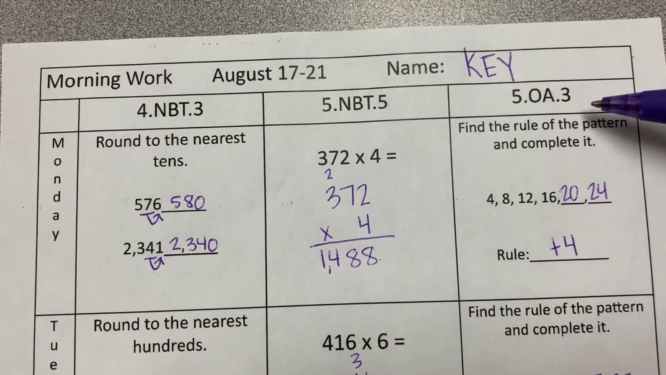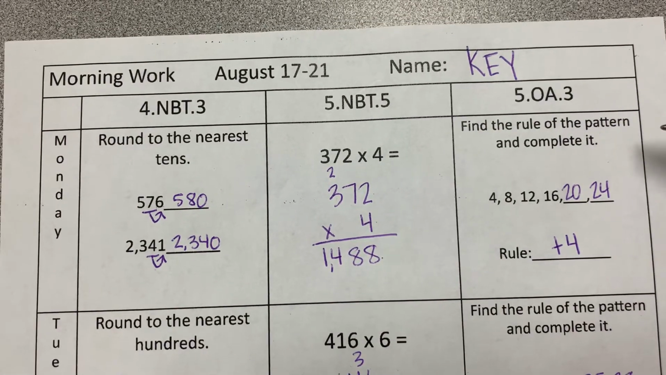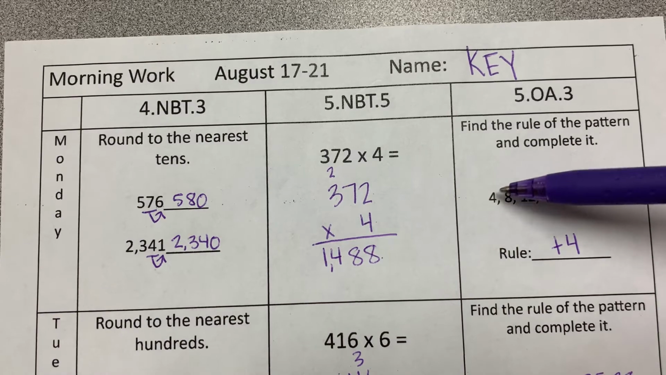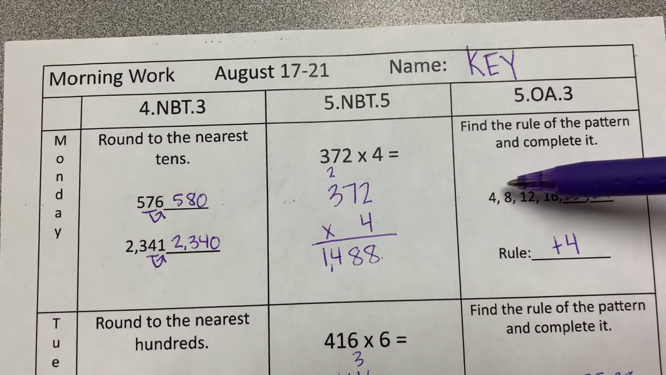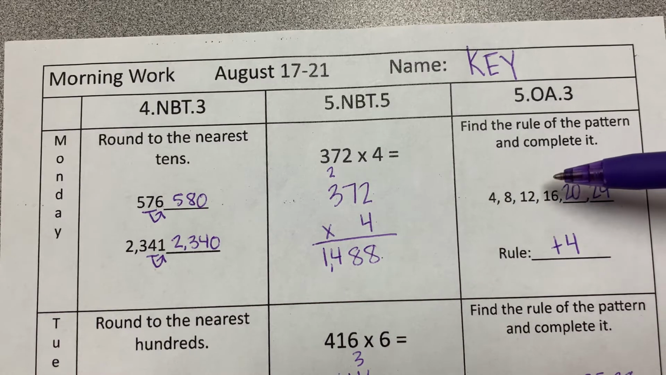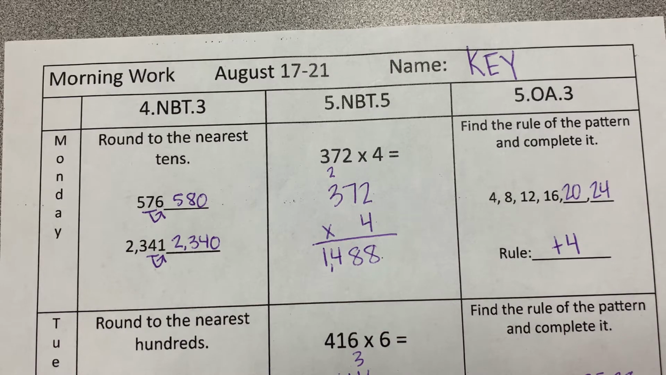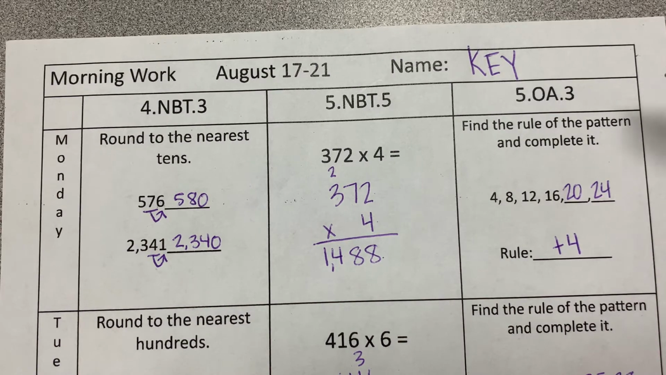Now we are finding the pattern and the rule. So our numbers are getting bigger, 4, 8, 12, 16. So we're either going to be adding or multiplying. So I always do adding first because it's the easiest.